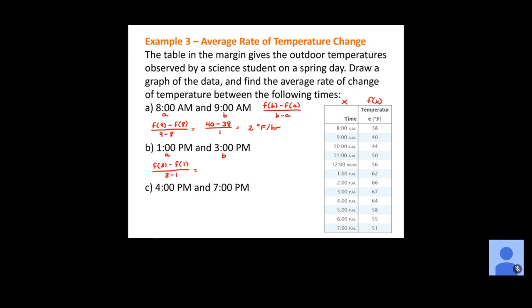Okay, so again, I'm going to use the table now to find the f of x values. What would f of 3 be this time? Good, 67. What's our f of 1 going to be? That's 62. When I subtract down here, I get 2. So now we're going to simplify that. So what's that going to give us?